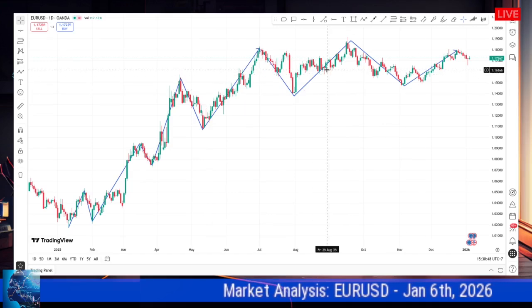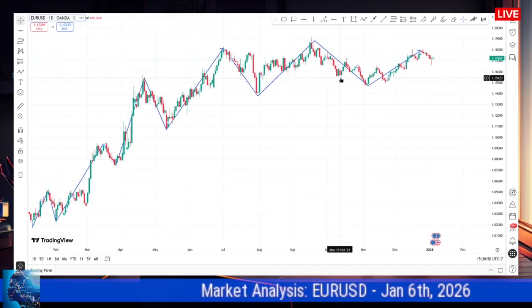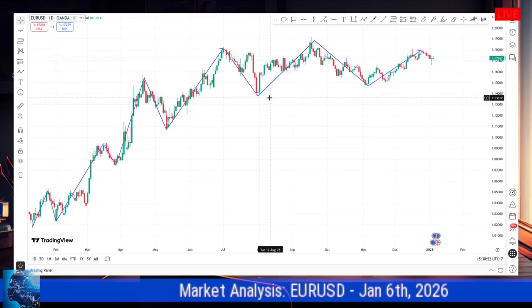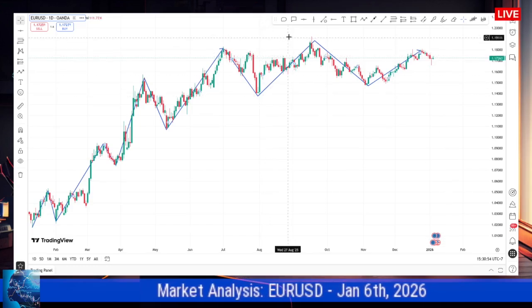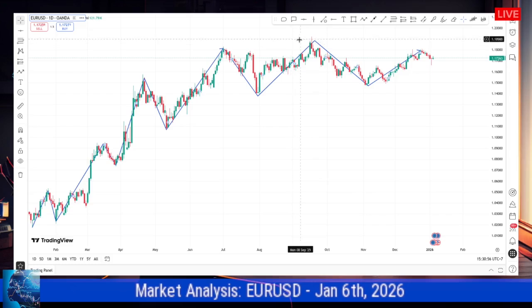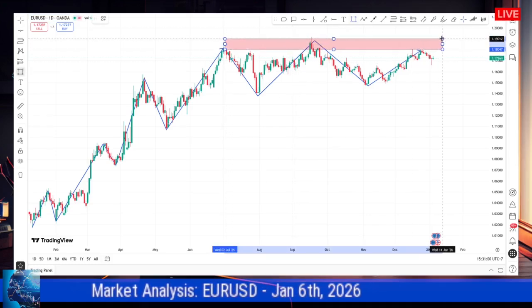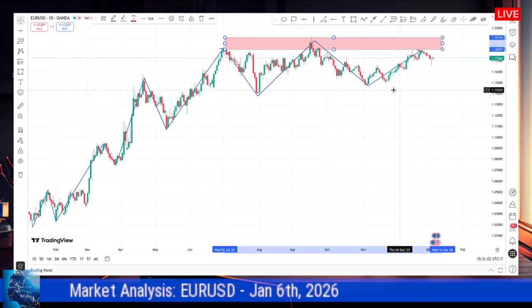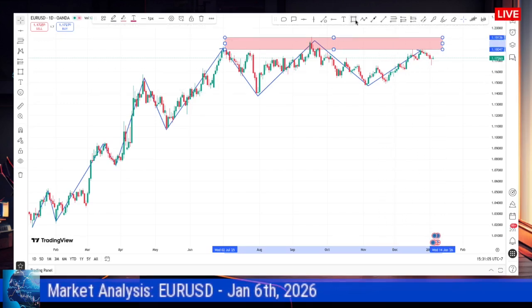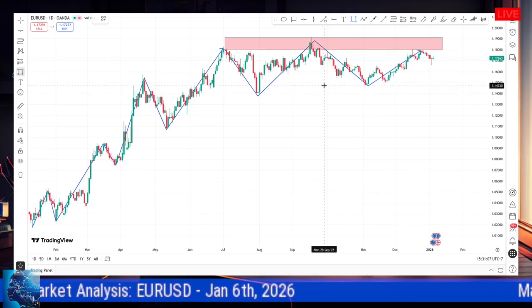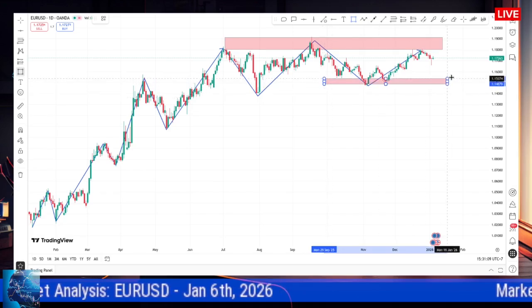Now look at the highs around the 1.18 to 1.19 area. Price gets rejected multiple times. That is a clear sign of strong resistance where sellers are stepping in. On the downside, the 1.15 to 1.16 zone continues to hold as support.